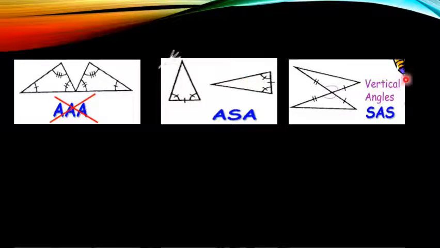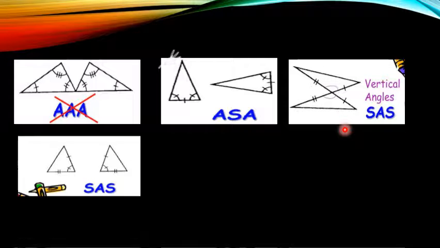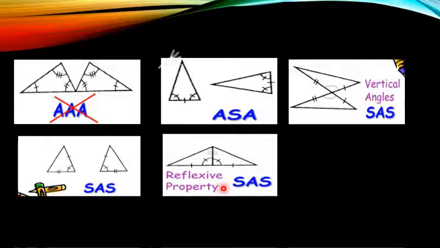And the next one is the side-angle-side. So I show you the vertical angles. When you say vertical angles, we have the common vertex. And this is the side-angle-side. So that is a figure of side-angle-side, which is vertical angles. The next one is side-angle-side, which is not vertical angles, so the two triangles are separated. The next one is the reflexive property, but this is side-angle-side.